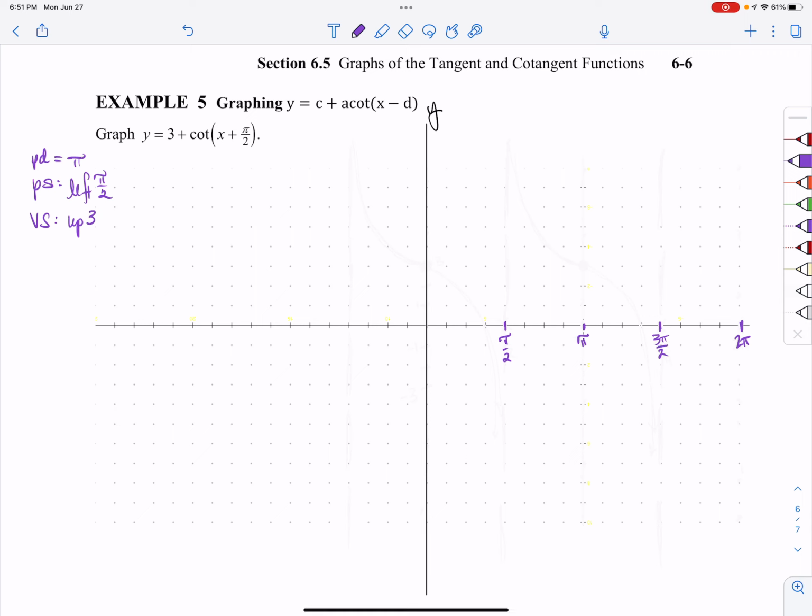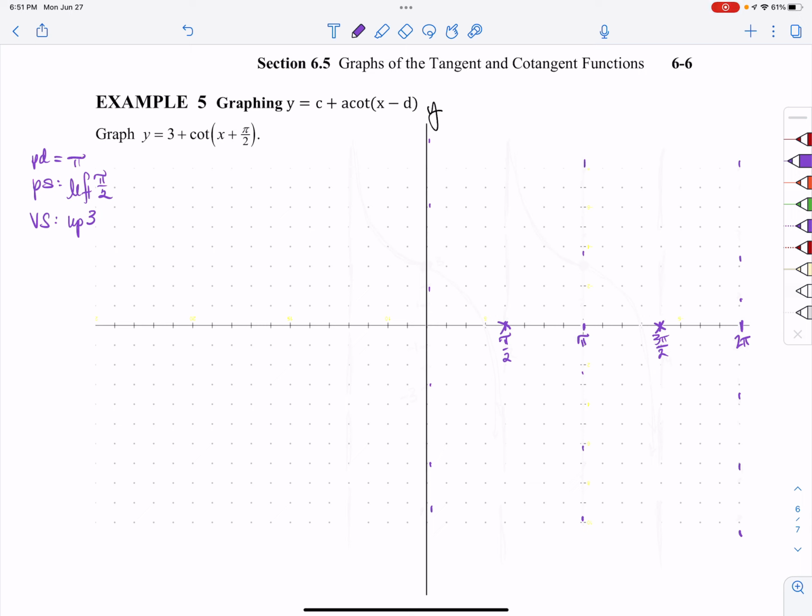This is a cotangent graph, so I'm going to draw my asymptotes very lightly because they are going to change. So remember, with cotangent, we have beginning, middle, and ending asymptotes. Okay, so again, I'm just sketching these in here so I can see where they're going to move. And our x-intercepts would have occurred at pi over 2 and at 3 pi over 2 at the quarters.